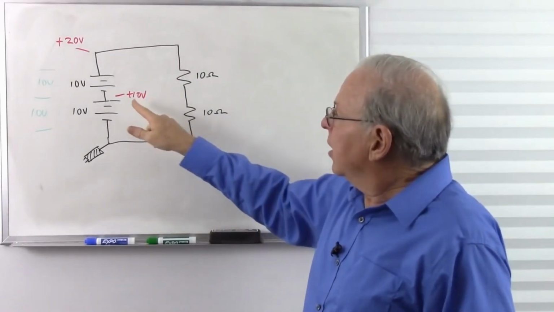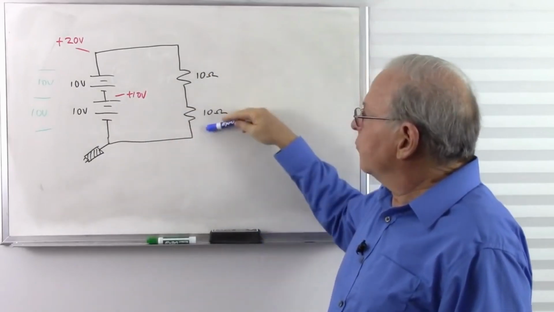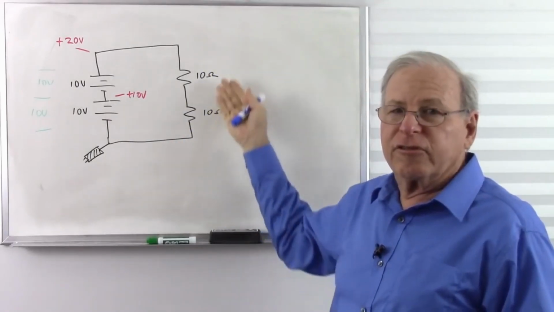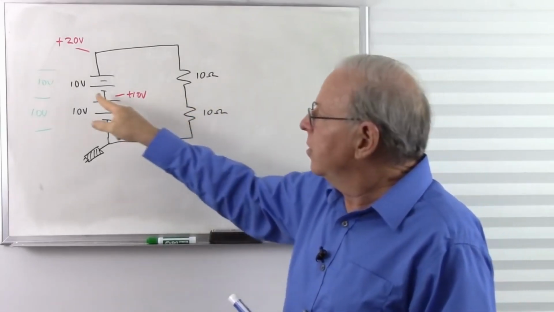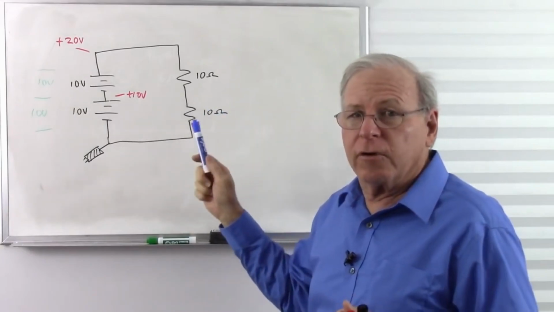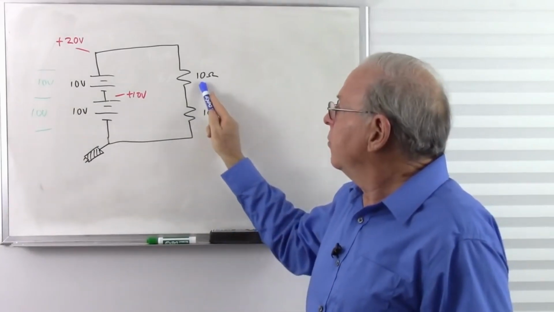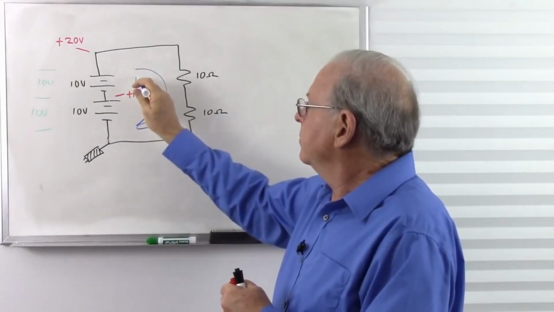Now let's see how much current we have going in here. I have a total of 20 ohms. When you have resistors in series, you just add them up just like you add up the batteries. So I have a total of 20 ohms, total of 20 volts. If you know your voltage, you divide into it. So 20 ohms into 20 volts gives me 1 amp of current.